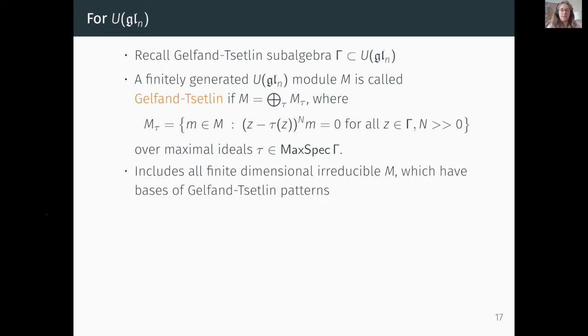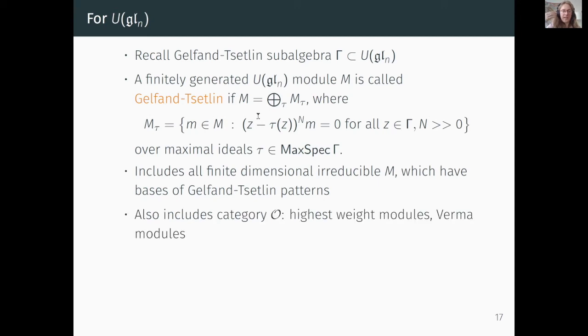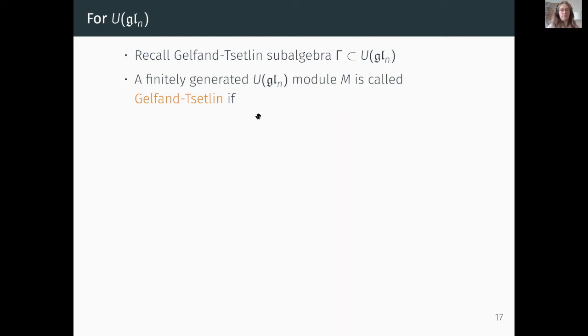So this includes all finite dimensional modules for GLN, because famously they have Gelfand-Tsetlin patterns. Gelfand-Tsetlin patterns exactly index these maximal ideals and they give a basis. So it includes probably all your favorite representations, but this category of Gelfand-Tsetlin modules also includes all the highest weight modules, like Verma modules, category O, et cetera. And this is what I mean by the category of Gelfand-Tsetlin modules from the previous page.